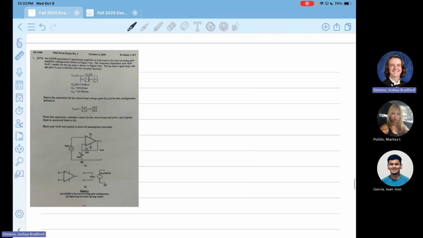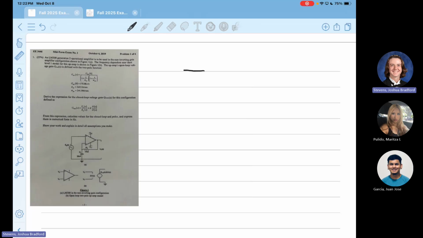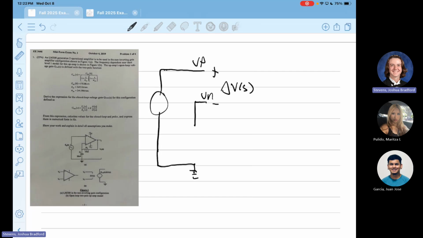Okay. So we have that EG of S going to ground. This then becomes VP. This then becomes VN. That is positive. That is negative. Delta V of S. Okay. This then goes to a capacitor, which then goes to ground, tied to a resistor. That goes to my output voltage, V out.